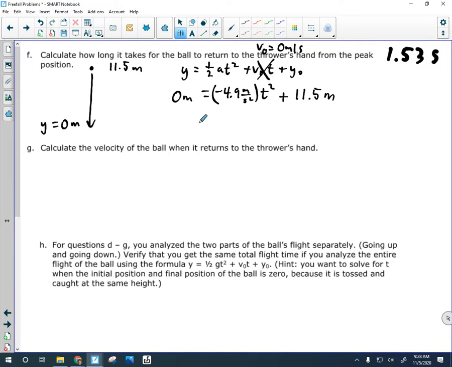I would subtract 11.5 from both sides. And I'll keep the units on here and just see how that works out. So that would take care of that term. Then I would need to divide through by negative 4.9 meters per second squared, both sides. I'll put an extra digit on there. That would cancel that term. And then I would need to take the square root to solve for T.